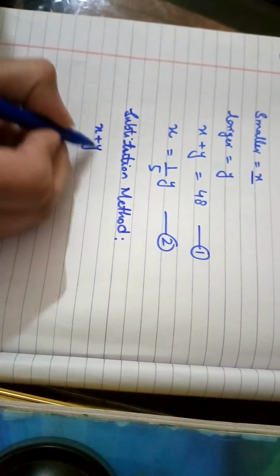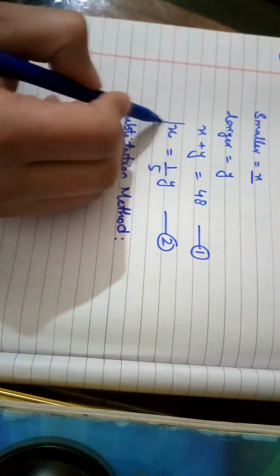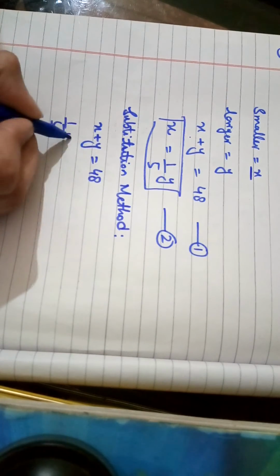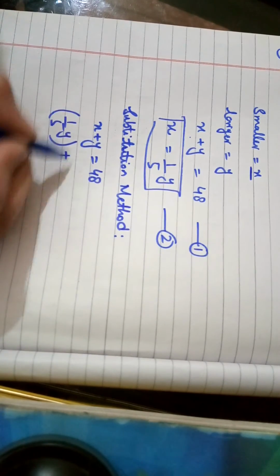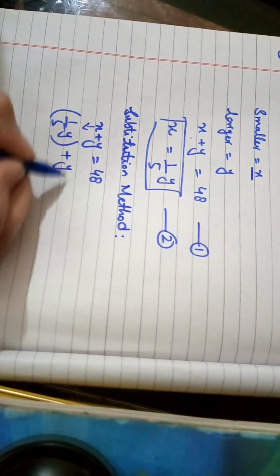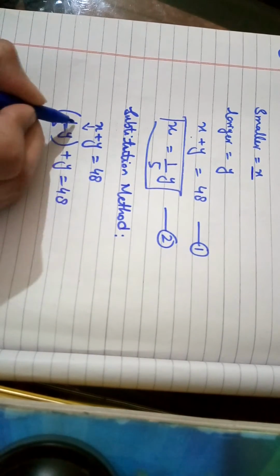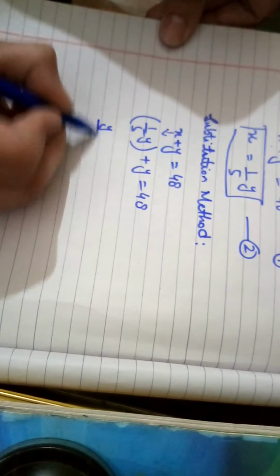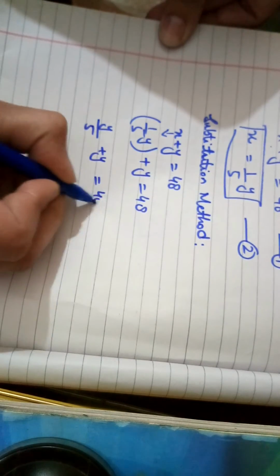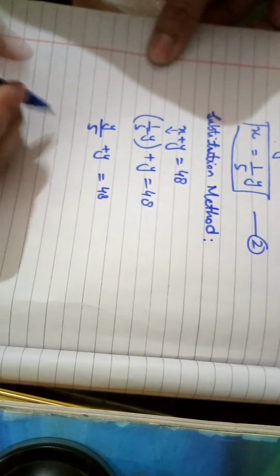x plus y is equal to 48. So put the value of x in terms of y in the first equation. 1/5 y, as I'm putting this value in place of x, plus y is equal to 48. y by 5 plus y is equal to 48. Now take the LCM.